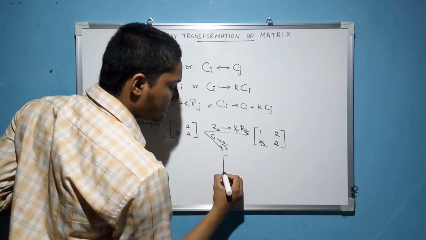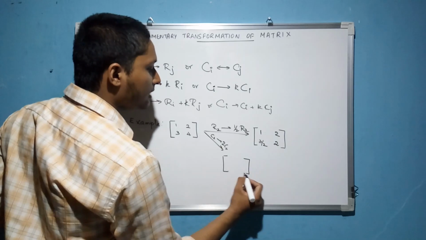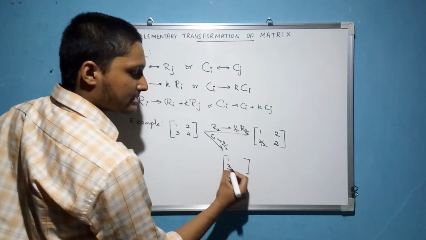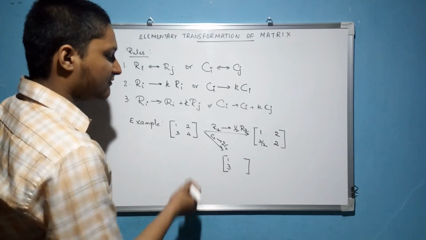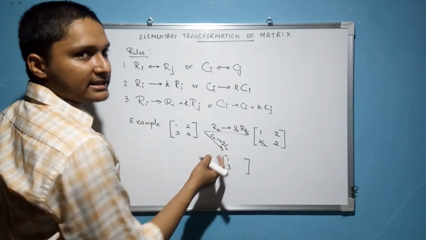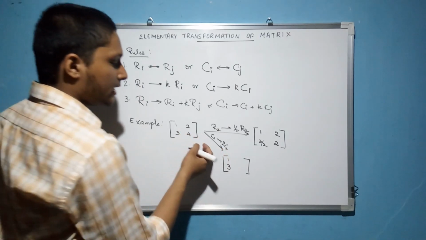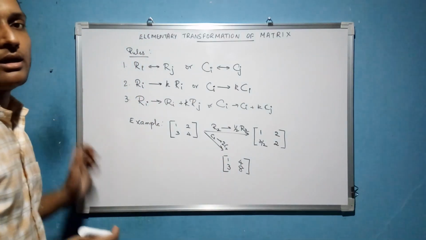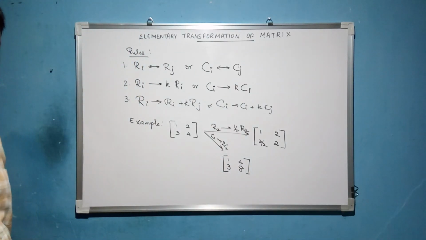So maybe I'll write this one here. Here also only C2 is going to change. So I need not change this thing. So it is going to be 1 and 3 itself. I need to multiply every element that is present in the second column by 2. So this becomes 4 and 8. This is what the elementary transformation says.